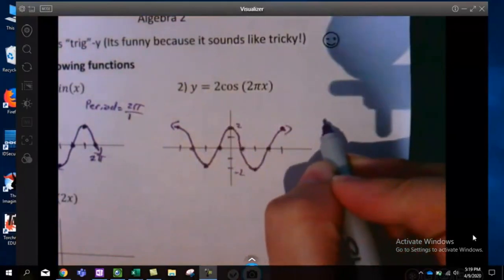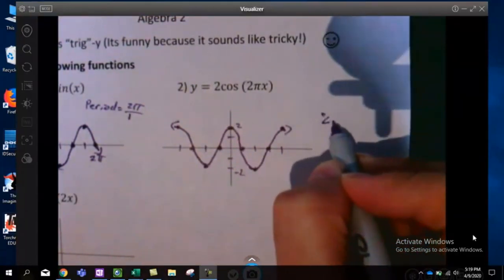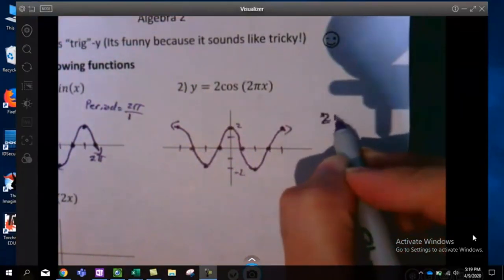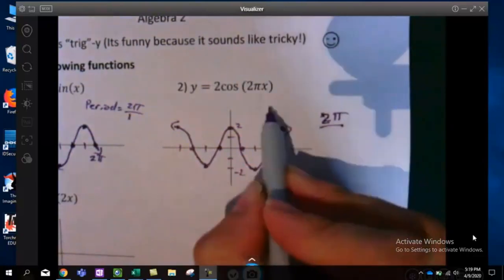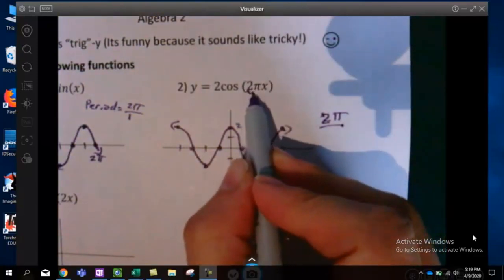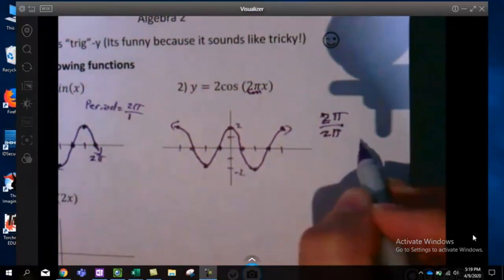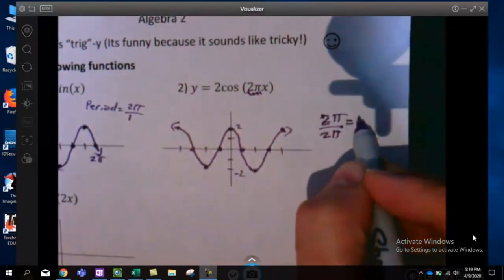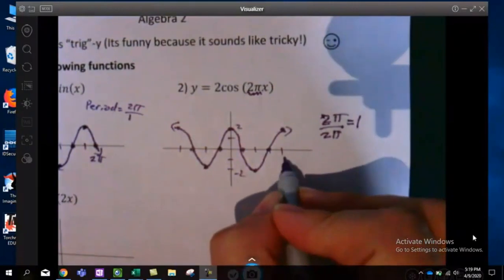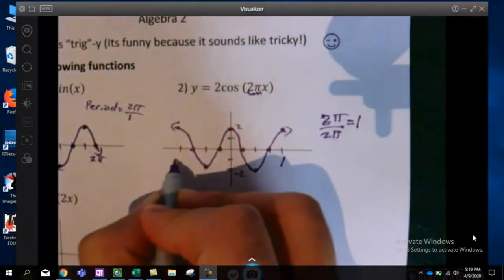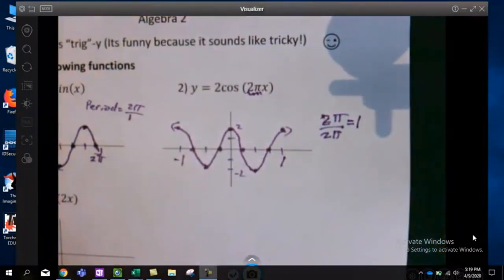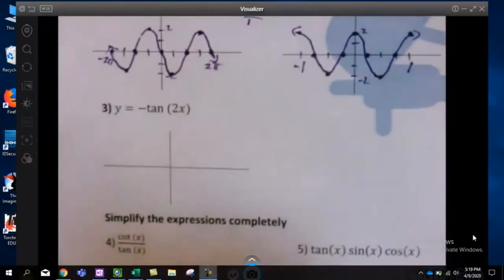But in this case, the period would just be, what am I doing? There you go, 2 pi over, and next to the x, you see it's 2 pi. So that makes it 2 pi over 2 pi. And 2 pi divided by 2 pi comes out to be 1. And so that tells me that the period, or the 4th mark, should be 1. And you should be able to identify that in the pictures.